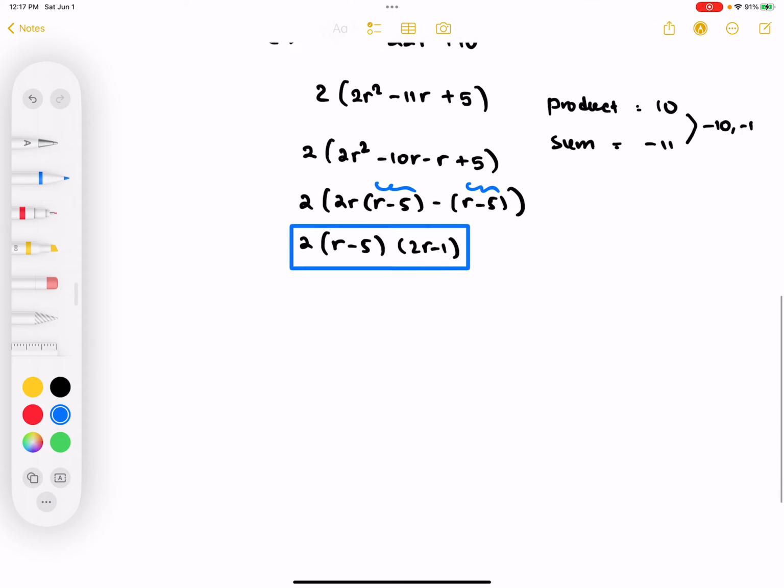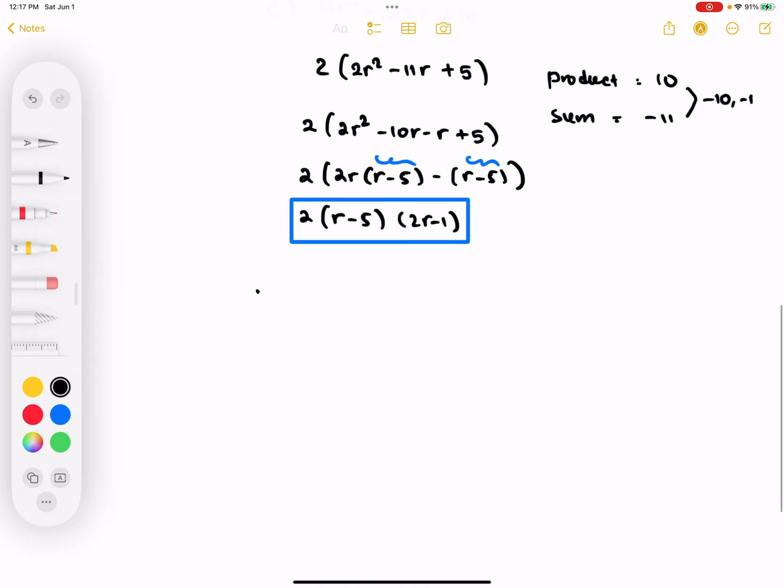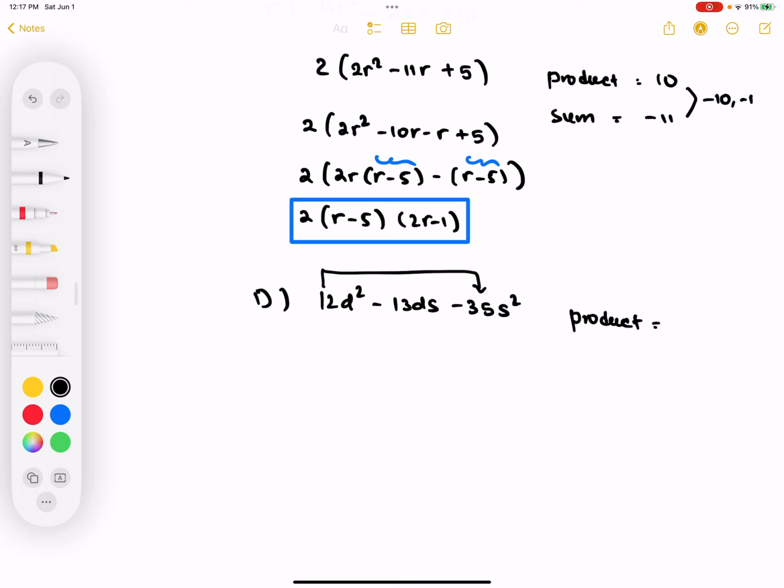Let me add one more example. Let's see, factor this one: 12d squared minus 13ds minus 35s squared. Now again I can use the same procedure, that is, find two numbers that give us a product of 12 times negative 35, which is minus 420, and the sum is equal to minus 13. Then find two numbers for this one.